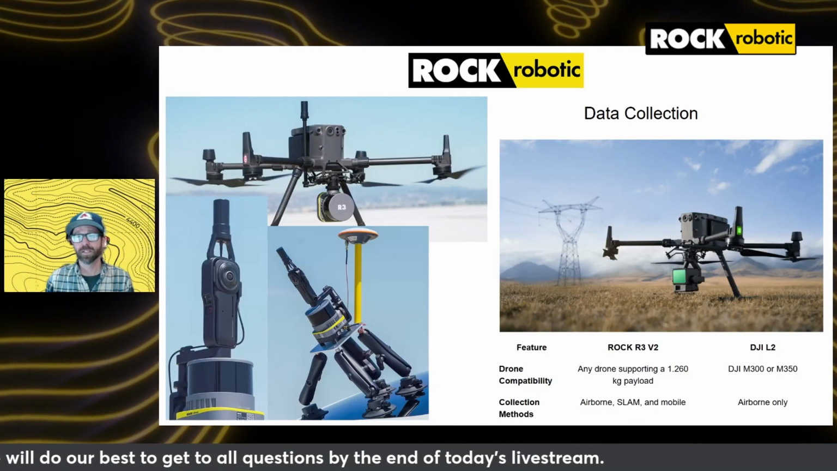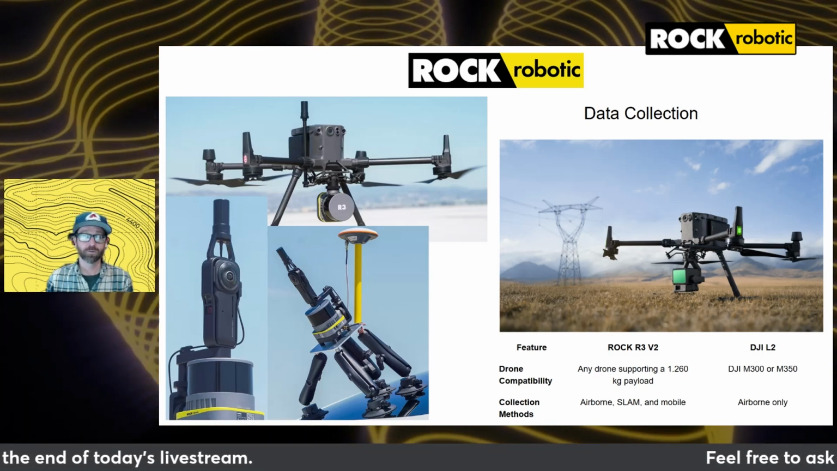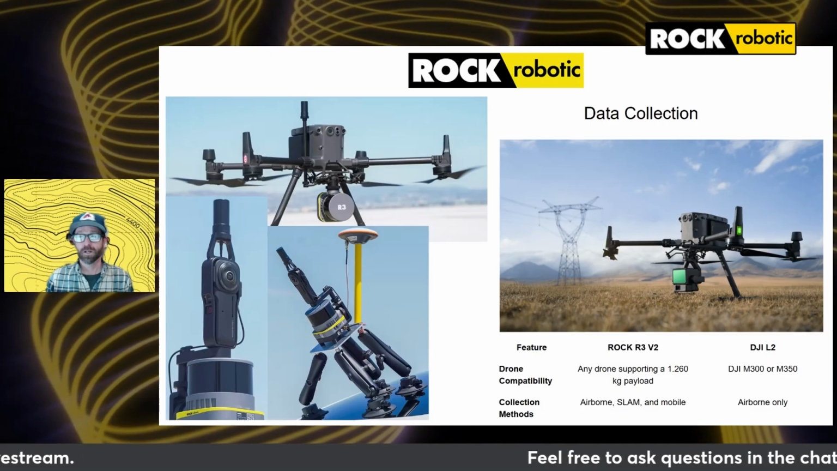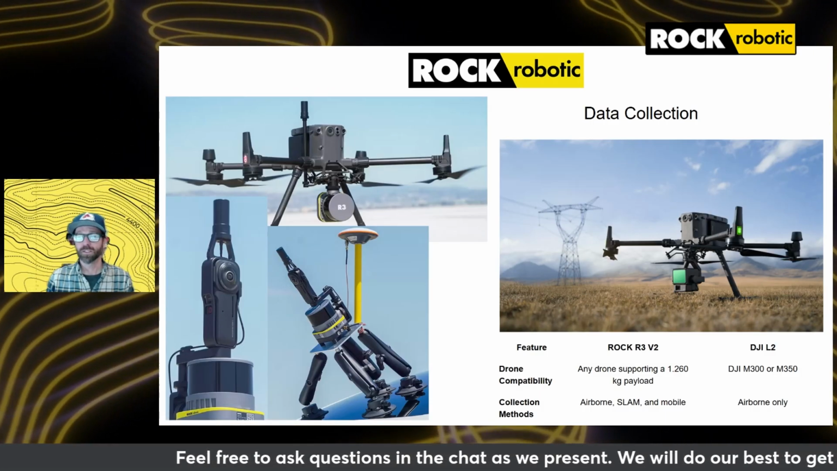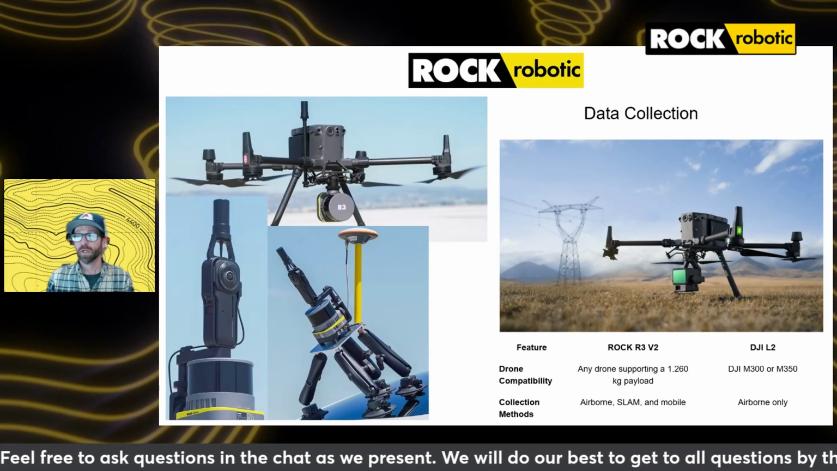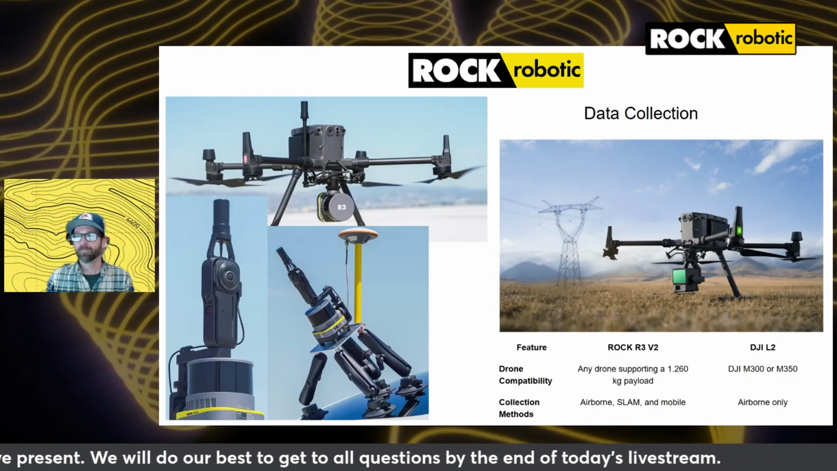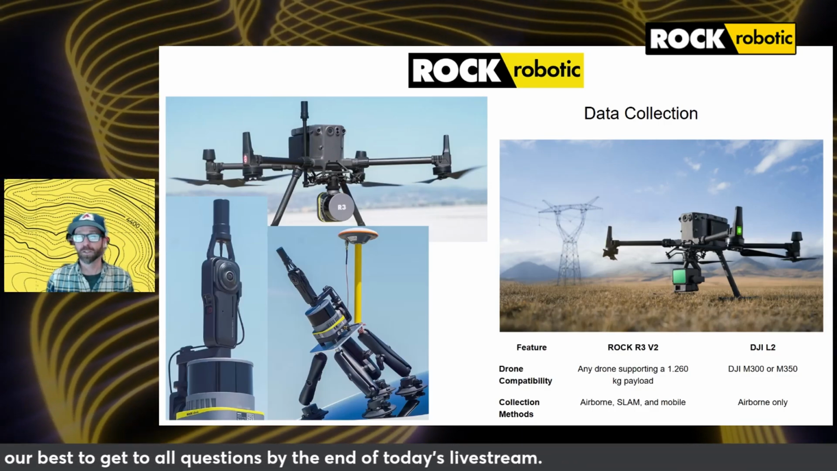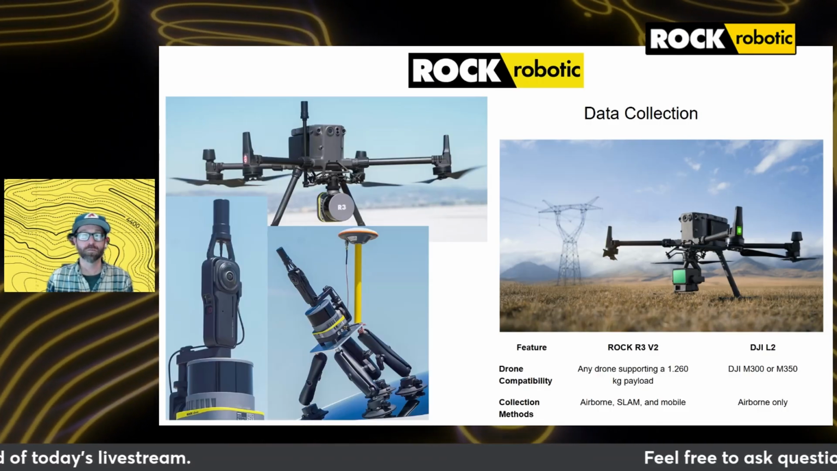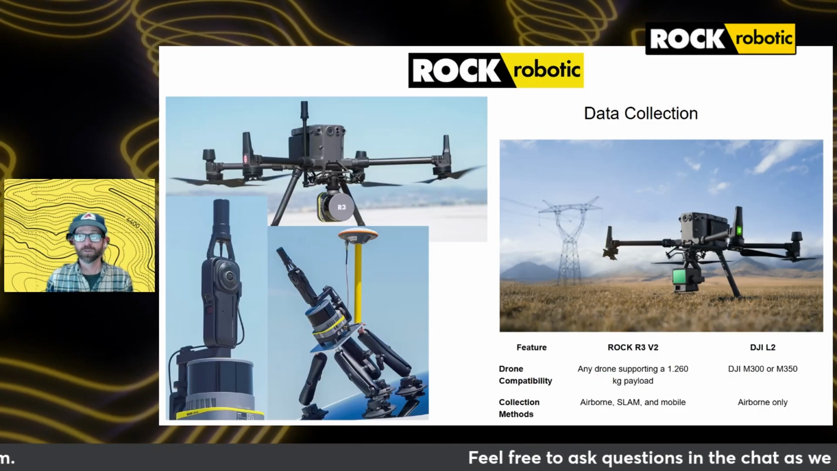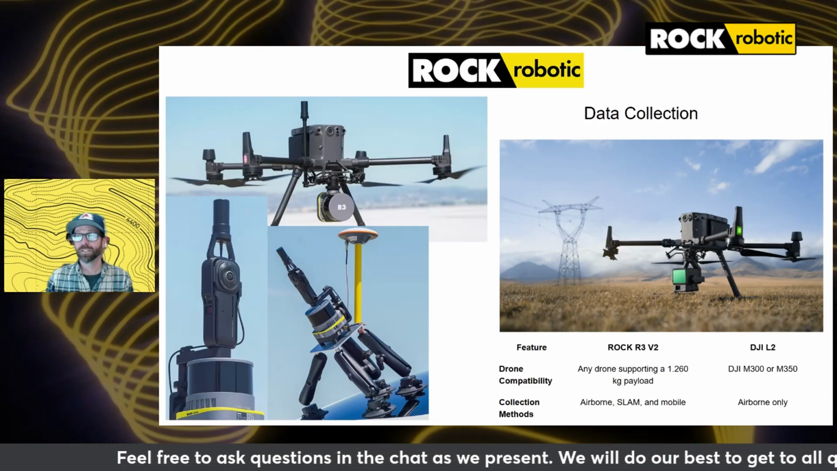Next is going to be collection methods. The L2 supports airborne data collection only, which means it must be flown from a drone. In contrast, the R3V2 supports airborne collection, SLAM collection, and mobile collection, making it a more versatile tool for collection settings. And the ROC Cloud allows users to merge LiDAR datasets collected using airborne, SLAM, and mobile data collected in overlapping areas. It also has a 360-degree scanner for capturing more complex features out of straight nadir, such as facades.